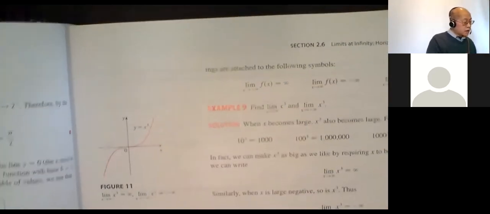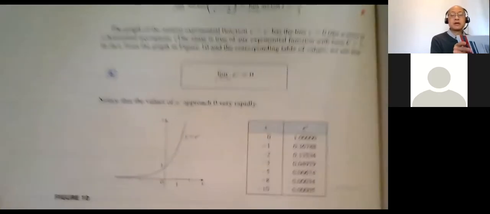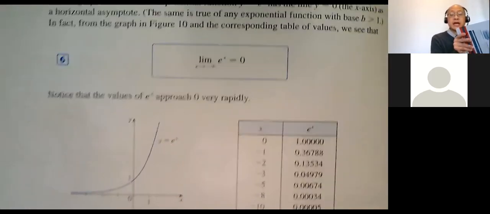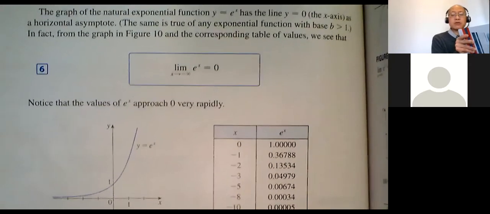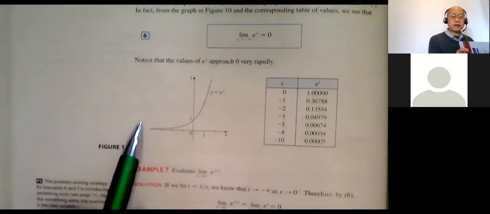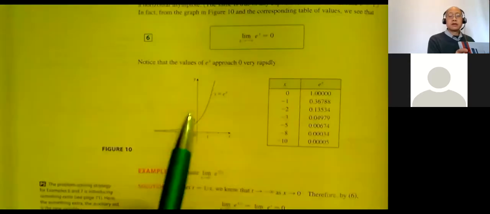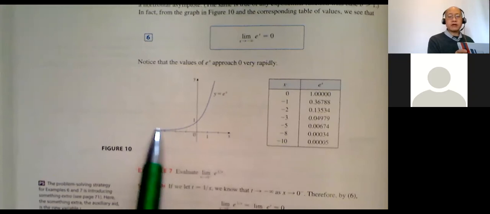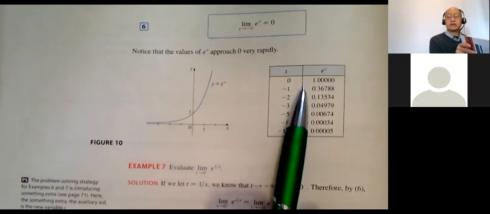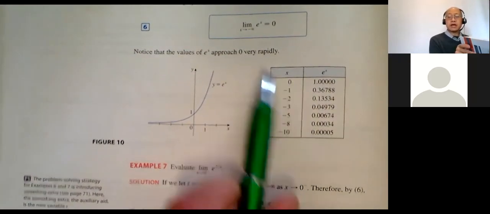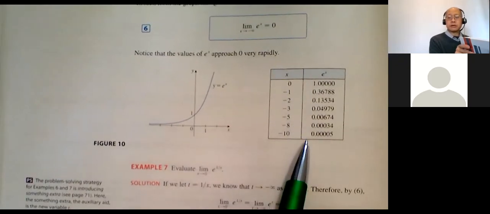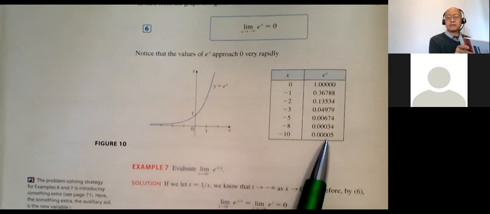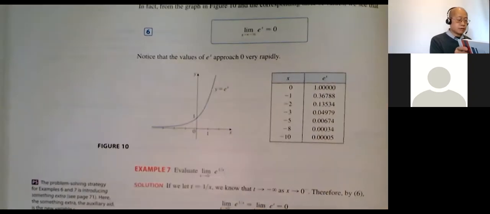So we're going to analyze some graphs. Here's one thing, page 132. You should already be comfortable with this. The limit as x approaches negative infinity of e to the x equals 0. You should know the exponential function looks like this. When x approaches infinity, y approaches infinity. But when x approaches negative infinity, y approaches 0. And you got a little table here. You look at the table, we get real close to 0. E to the negative 10 is puny.